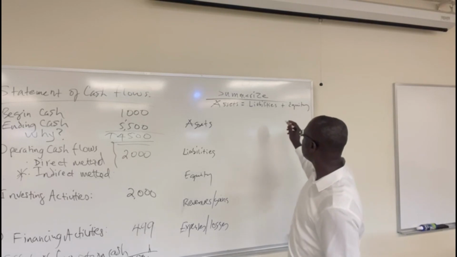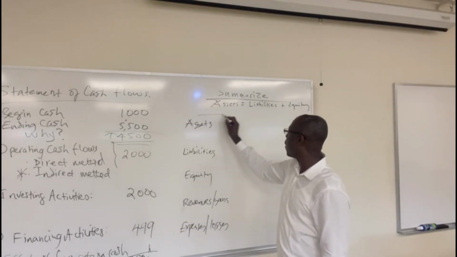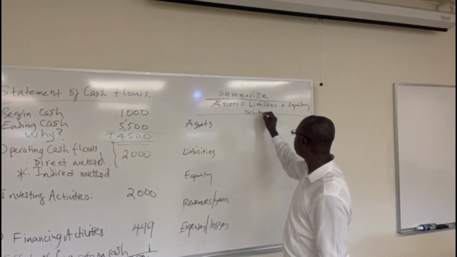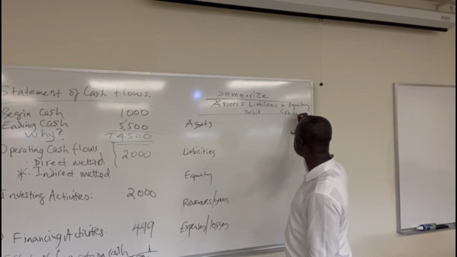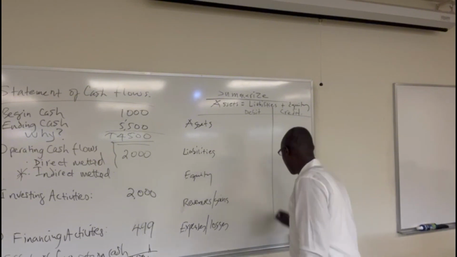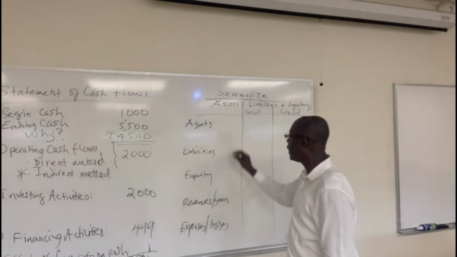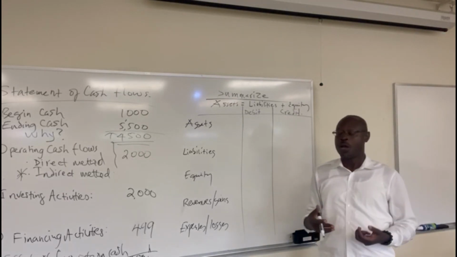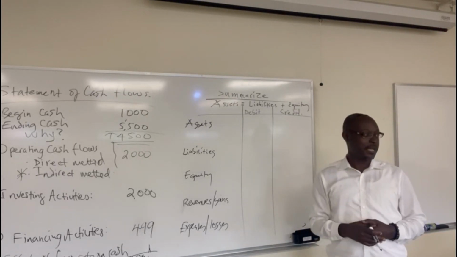So I am going to explain this in terms of the accounting equation. To be able to do that, we are going to draw a line. We're going to call this side debits. We're going to call this side credits. So what we're going to do is define each of these terms, give examples of them, and then tell you how we record it in terms of debits and credits.